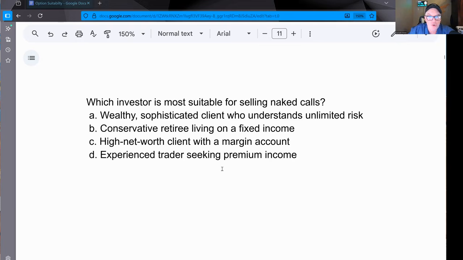Which investor is most suitable for selling naked calls? Wealthy, sophisticated client who understands risk. Conservative, no. High net worth, maybe. Experienced trader seeking premium income. Ooh, this is interesting. So it could be a high net worth client with a margin account, but it doesn't say they understand the risk. So it has to be wealthy, sophisticated client who understands unlimited risk. The reason I'm torn on this is because of the word margin, which you can only do naked calls in a margin account, I get, but they've got to understand that just because you have a margin account doesn't mean you understand unlimited risk. So we're going to go with A.